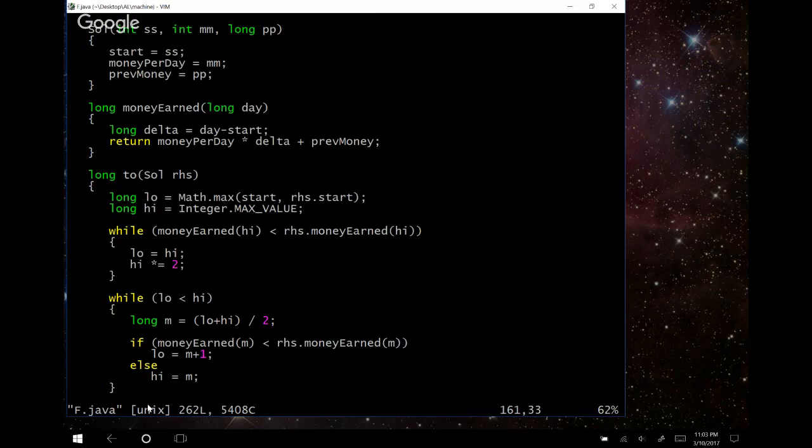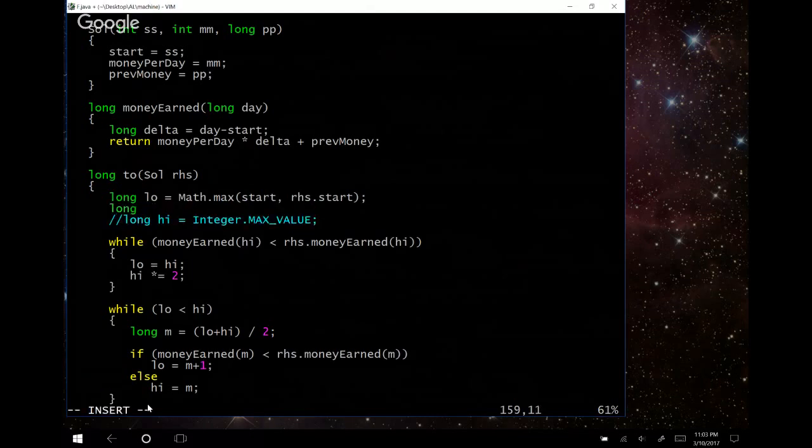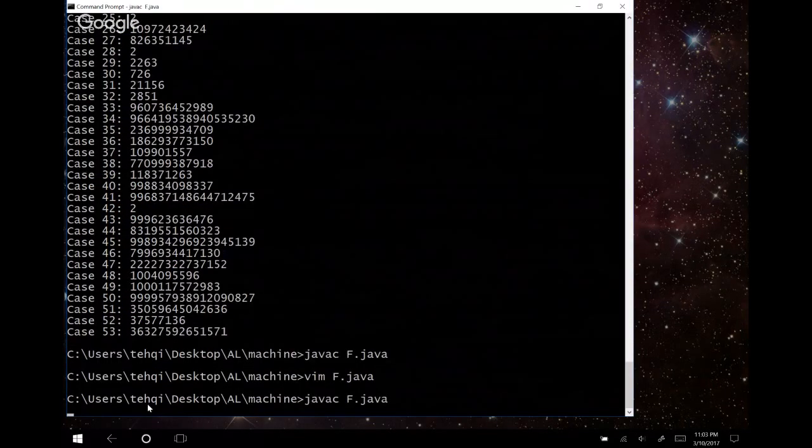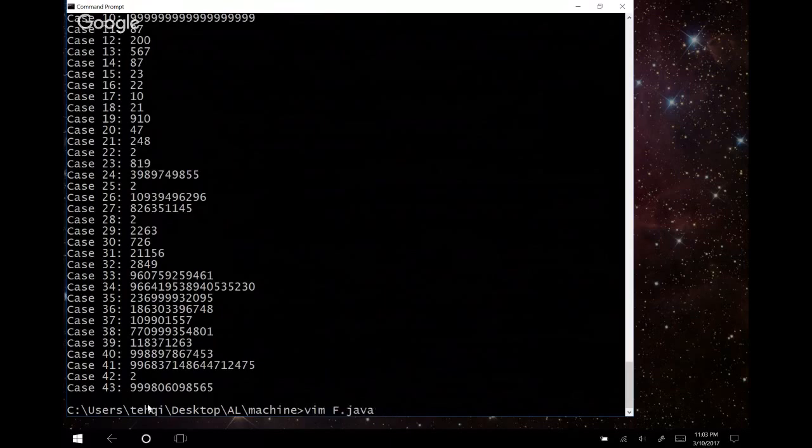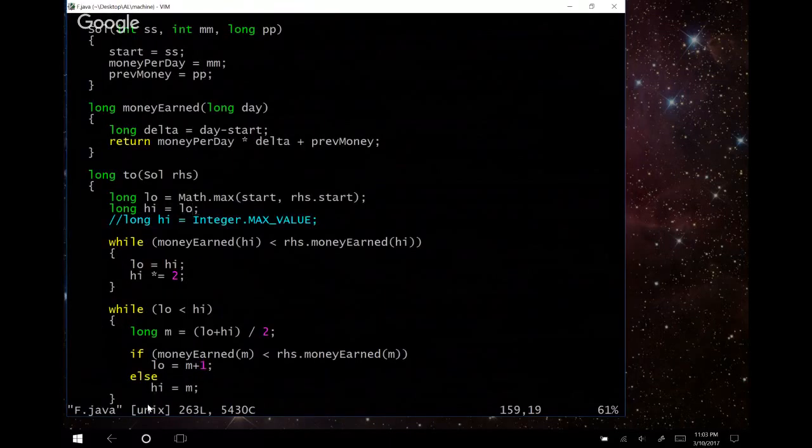Oh, wouldn't it be day zero? Oh, I don't want to do integer.max value. So let's do... then it hangs. Low equals high. High times equals 2. The money earned currently on the one less.